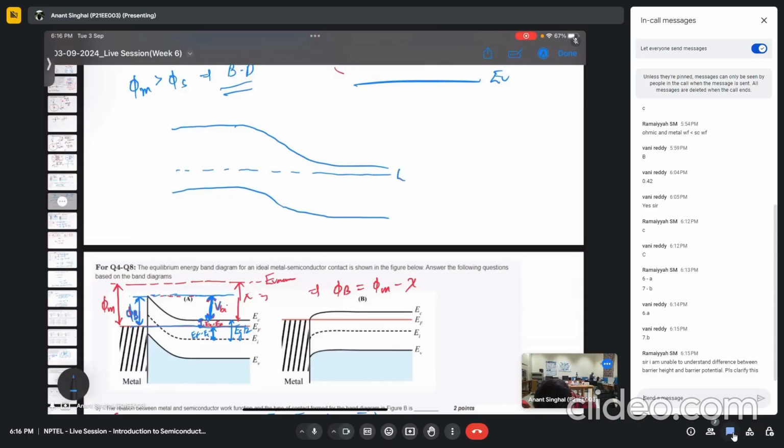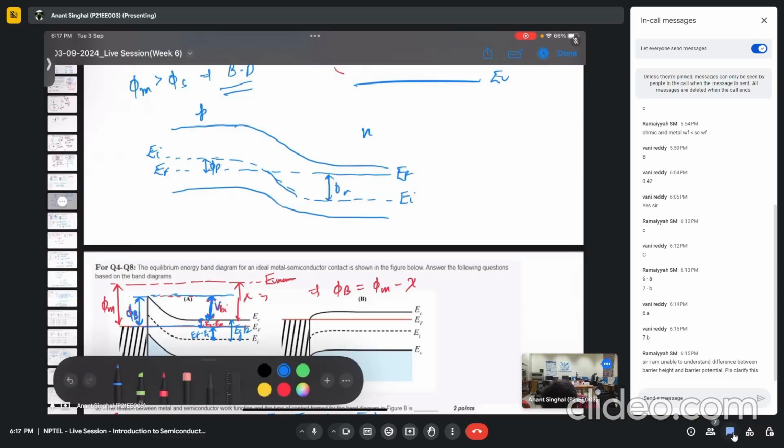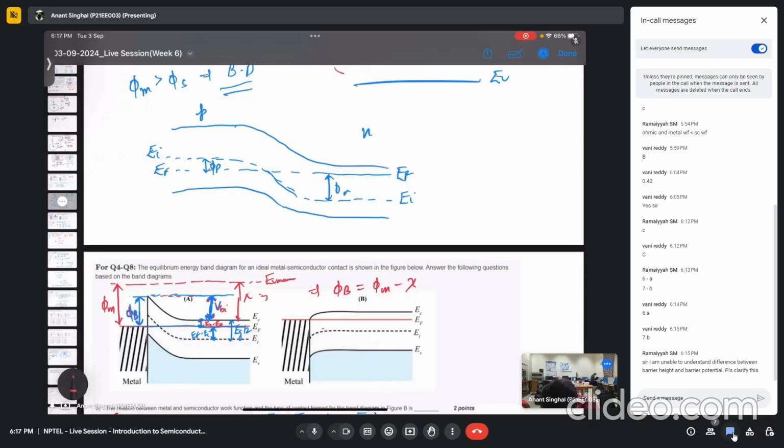Let's say this is the Fermi level, and this is EI. So this is the P side and this is the N side. What we have is EI minus EF as phi P, if you remember, and this is phi N. This particular difference, phi P plus phi N, was VBI, if you remember the classes.